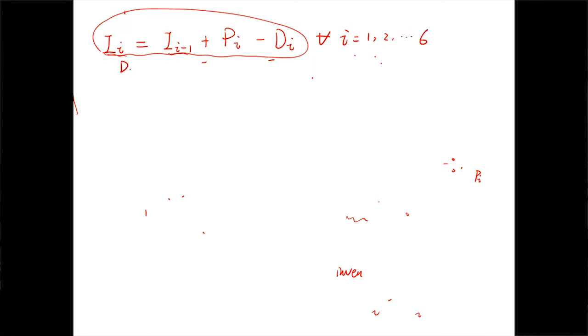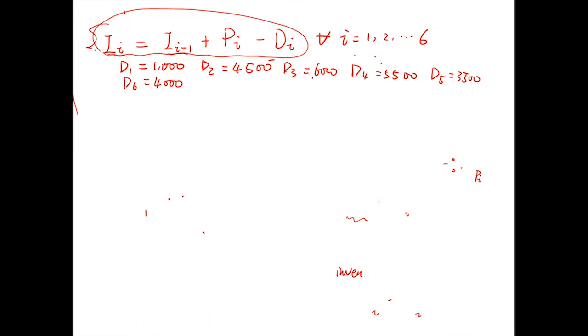And you will have to write out your D's, because P is a decision variable, I is a variable, but D is not a variable. The D's are given. So D1 equals the unit demanded, 1,000. D2 equals 4,500. D3 equals 6,000. D4 equals 5,500. D5 equals 3,500. And D6 equals 4,000. So these two together define the second group of constraints, which is the relationship between your beginning and end inventory, production, and demand.